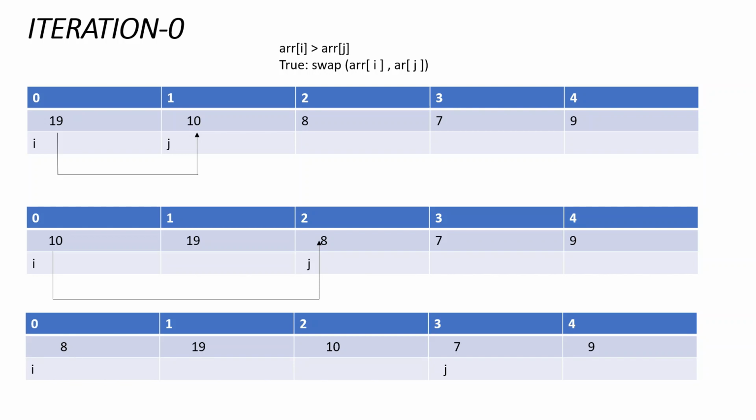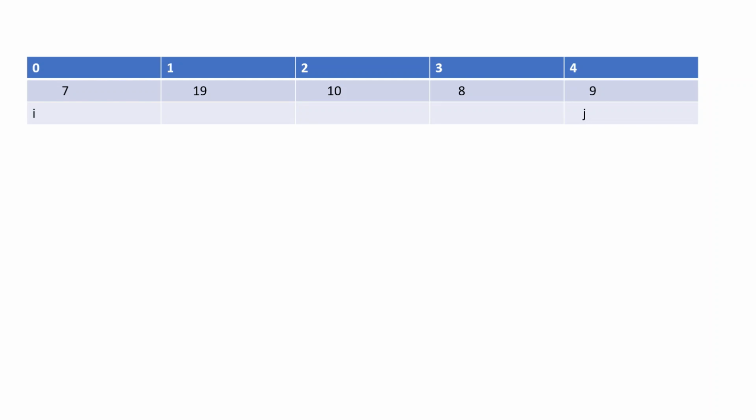Now again I have to check the condition whether the element at 0 index is greater than the element at third index or not. Here the element at 0 index is 8 and the element at third index is 7. Here 8 is greater than 7. That means it is satisfying the condition. Once the condition is satisfied, I have to swap the elements. After swapping, at 0 index the element is 7 and at third index the element is 8. And again I incremented j by 1. Now j is at fourth index.